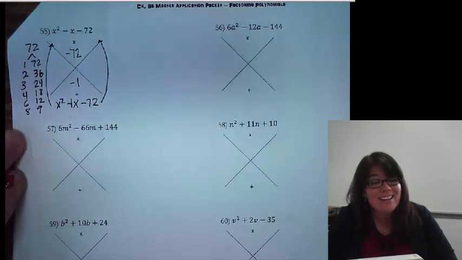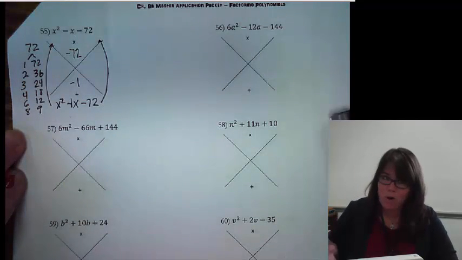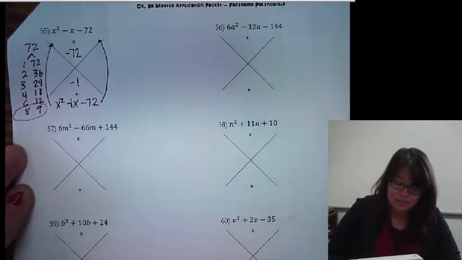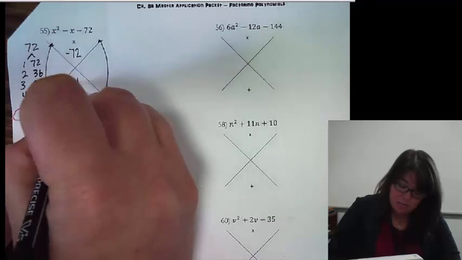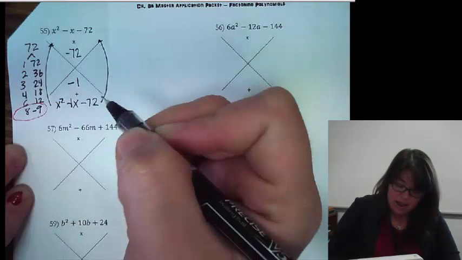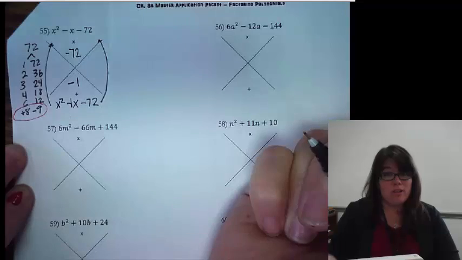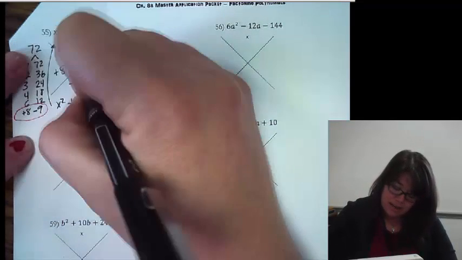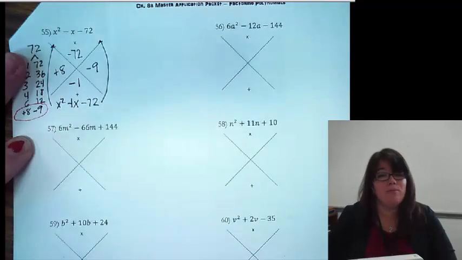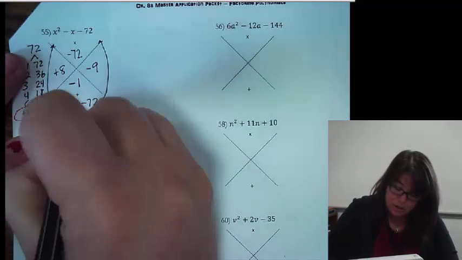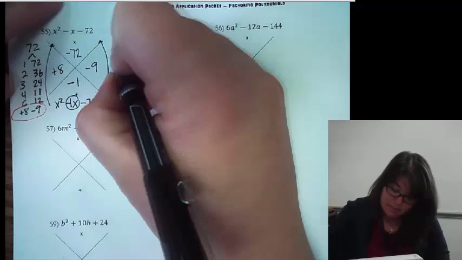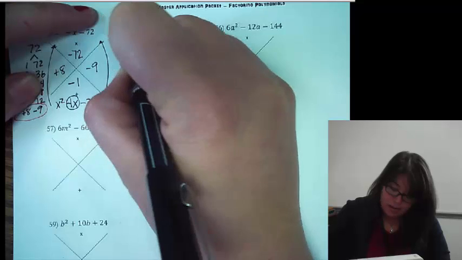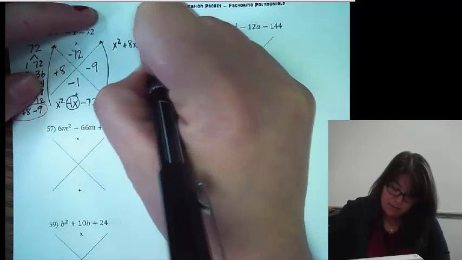8 and 9, ding, ding! I can make 1 with 8 and 9 if I want it to be a negative, so my big number is going to be negative, and my small number will be positive. So they multiply together to make 72, and if they are positive 8 and -9, they will combine together to be -1. So now I can take this middle term and I can split it. x squared, and then I'm going to have plus 8x minus 9x minus 72.